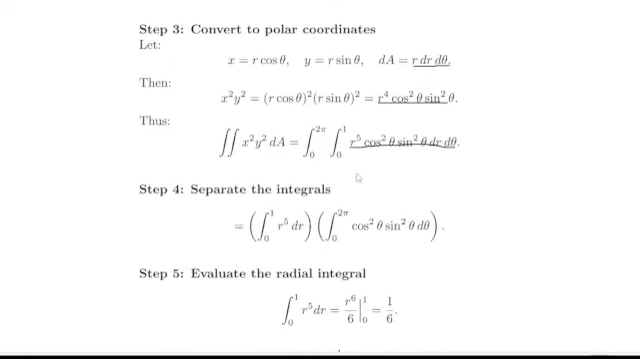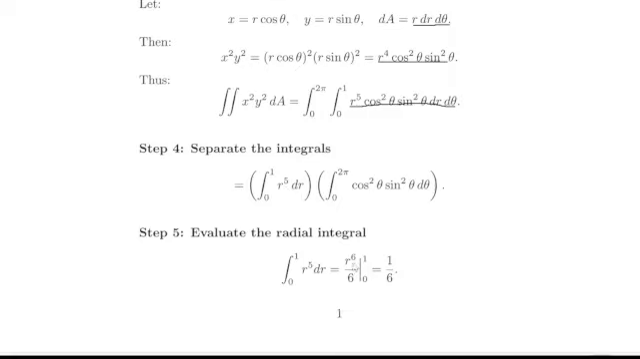So we can split this up into two separate integrals. The first integral will be in terms of r, so that's r to the 5th. And the second integral is in terms of theta, cosine squared sine squared. If we integrate r to the 5th between 0 and 1, that's just going to be r to the 6th over 6, which is equal to 1/6.